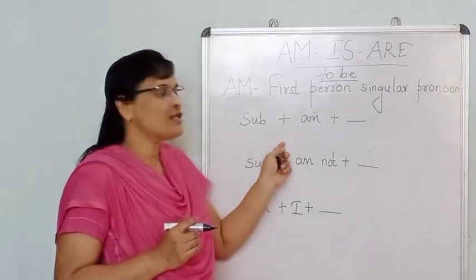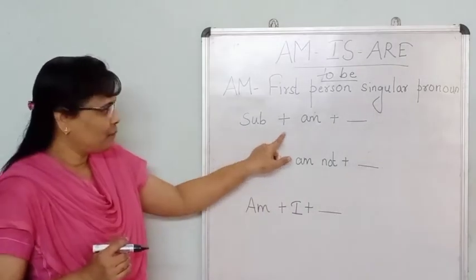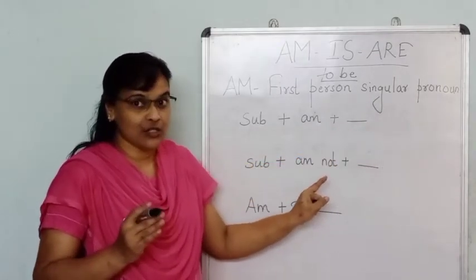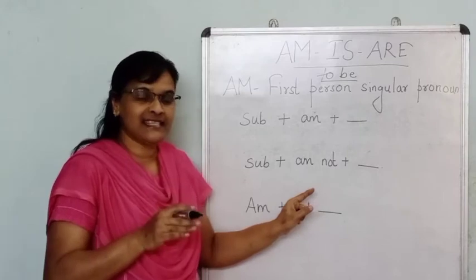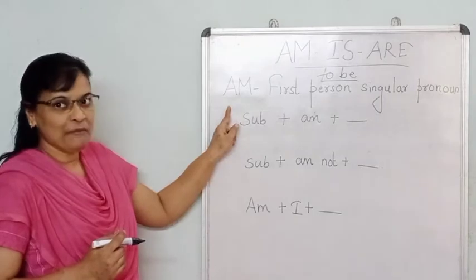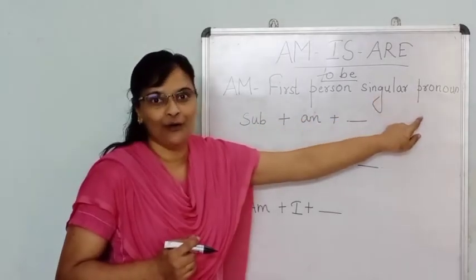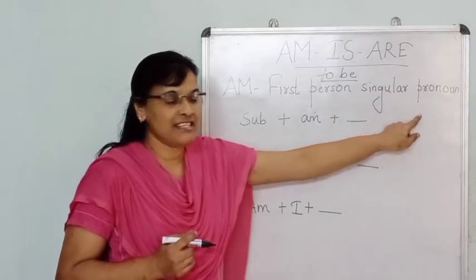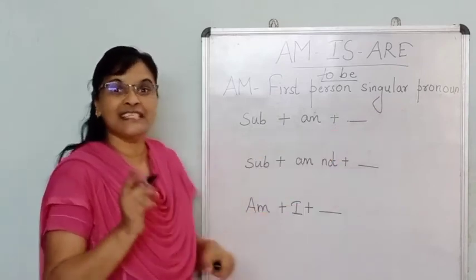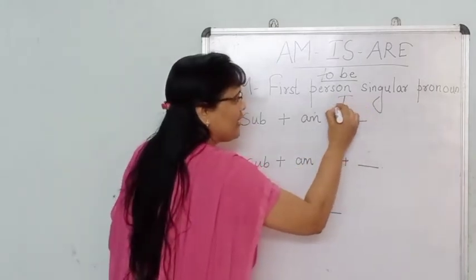Okay, now let's look at the sentence structure. Subject plus am plus the rest part of the sentence. So, before we begin, let's see with what is am used. Am is used with the first person singular pronoun. Which is the first person singular pronoun? Yes, you are right. It's I. The first person singular pronoun is I.